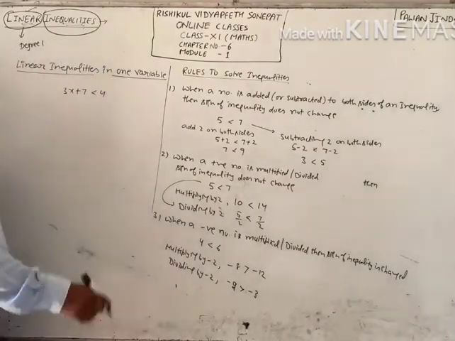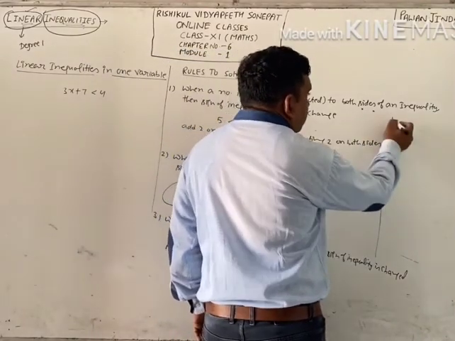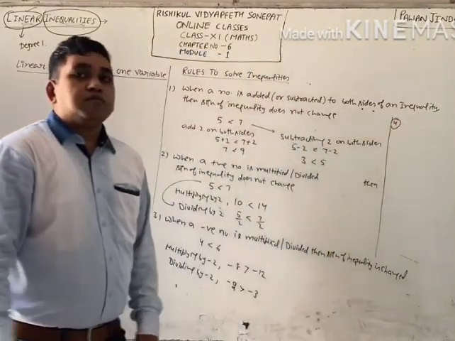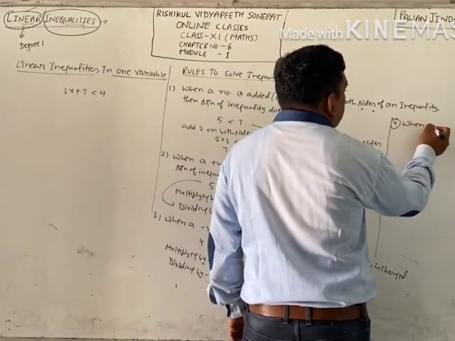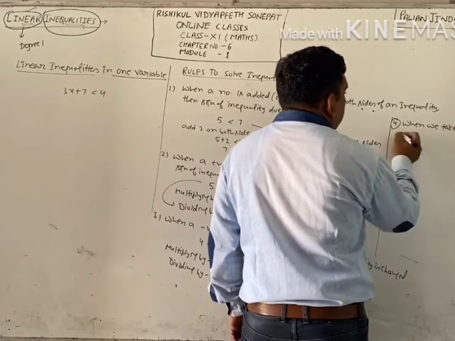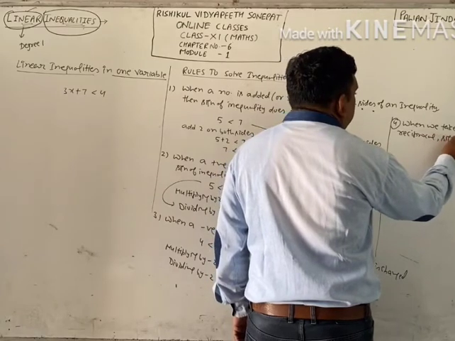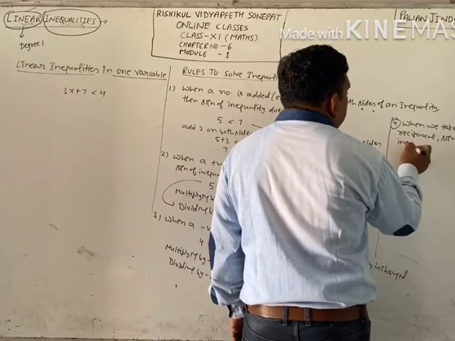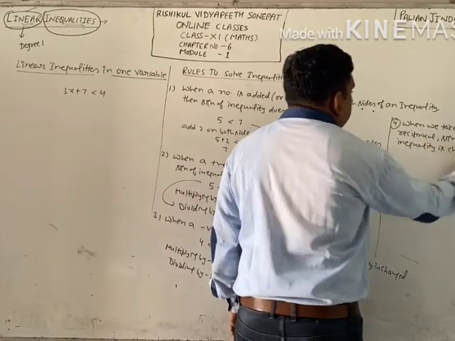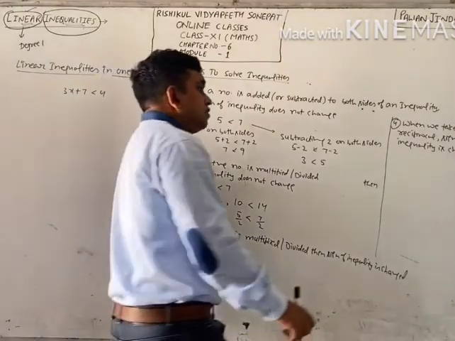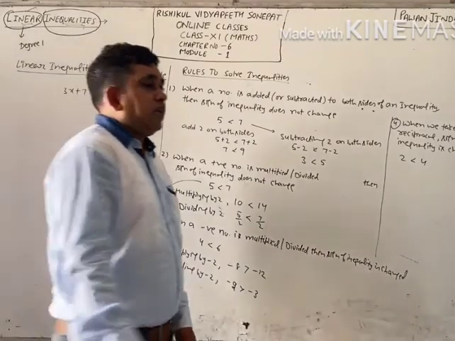Next rule, rule number 4. I am writing here. Rule number 4. When we take reciprocal, sign of inequality is changed. 2 less than 4. Clearly 2 is less than 4. Take reciprocal.